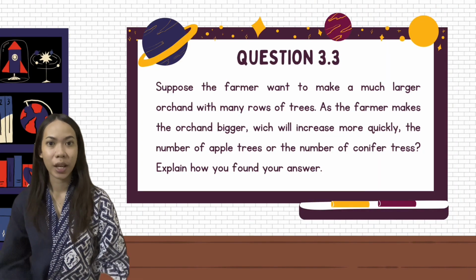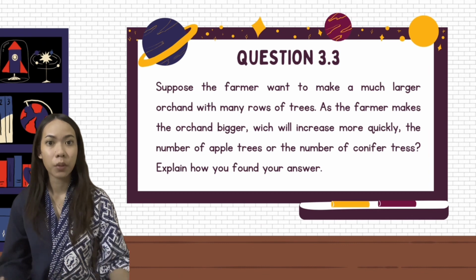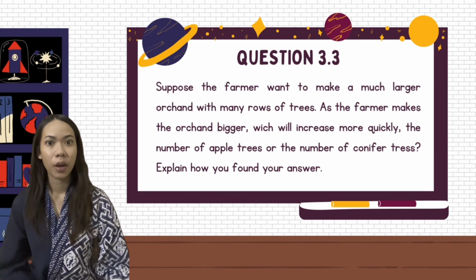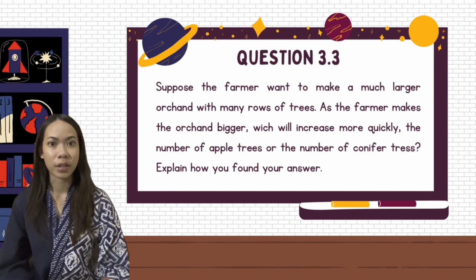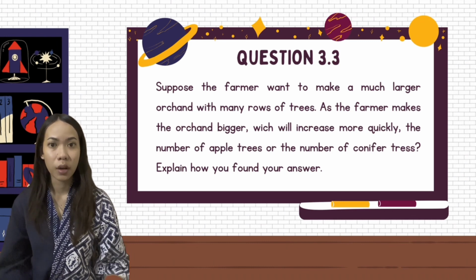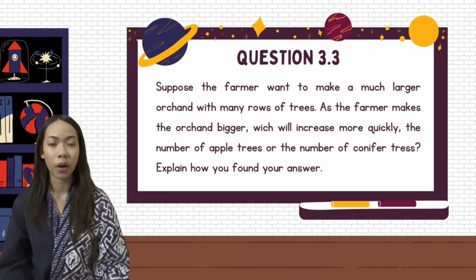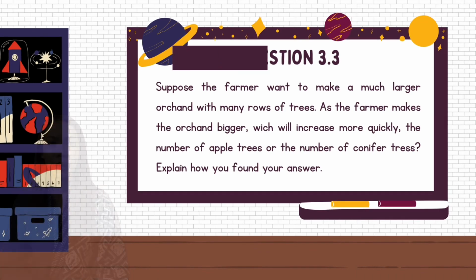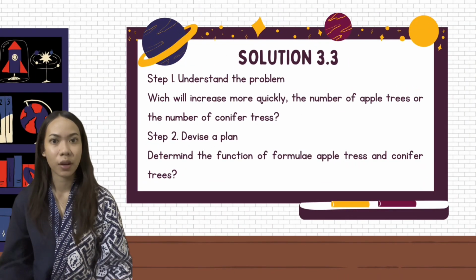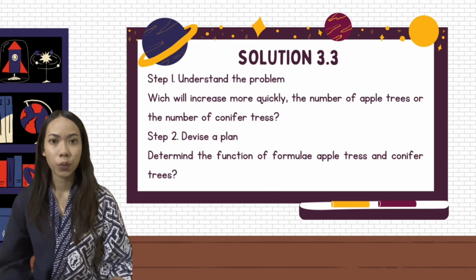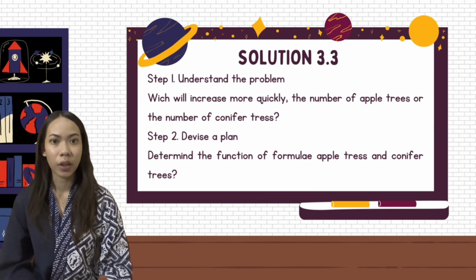Question 3.3. The problem is, suppose the farmer wants to make a much larger orchard with many rows of trees. As the farmer makes the orchard bigger, which will increase more quickly, the number of apple trees or the number of conifer trees? Explain how you could find your answer. Okay, let's solve this problem. Step 1. Understand the problem. We need to find which will increase more quickly, the number of apple trees or the number of conifer trees. And step 2. Devise a plan.